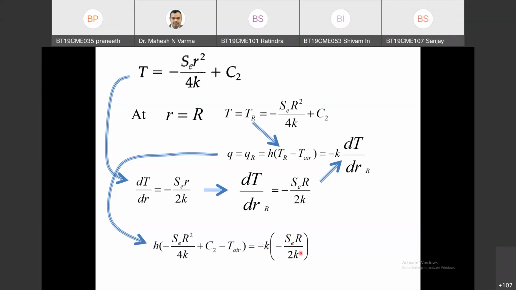The flux profile is SC R divided by 2, and keep R equals capital R.